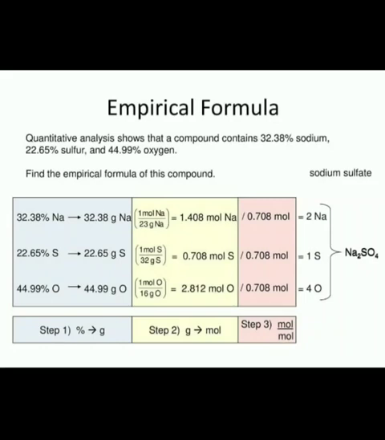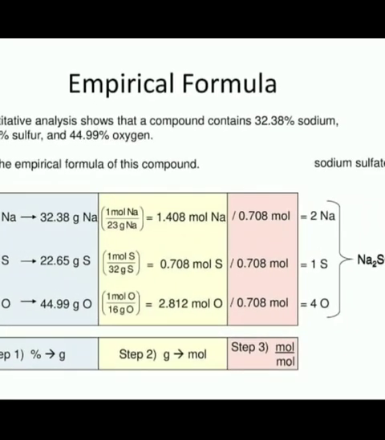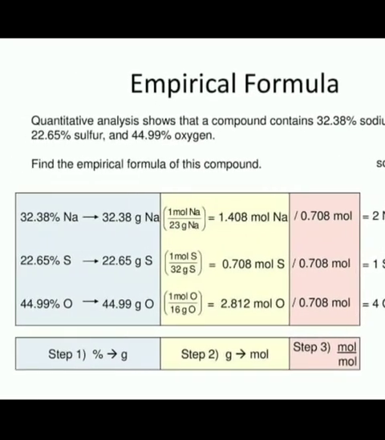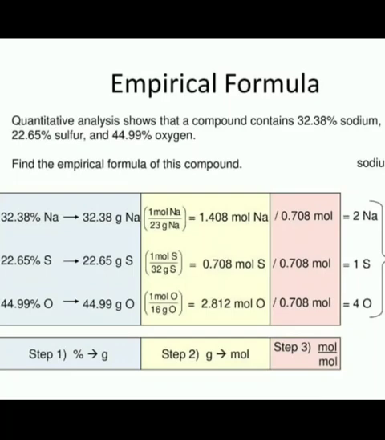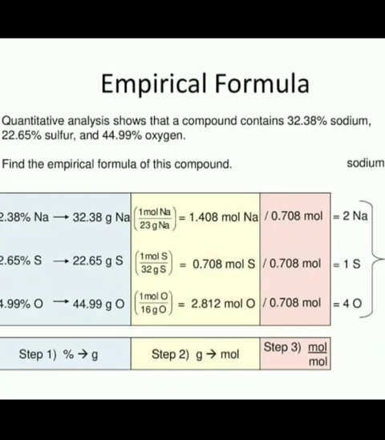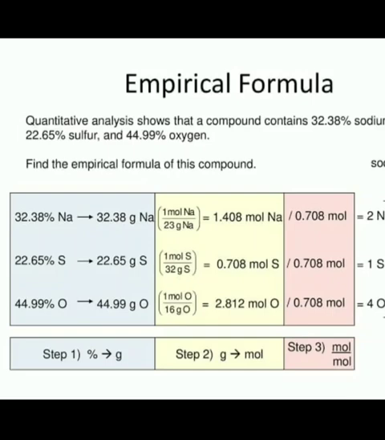How will you calculate? Here you see, given that the compound contains 32.38% of sodium, 22.65% of sulfur and 44.99% of oxygen. So from these percentages you have to calculate the empirical formula. So what is the method? First, you write in one column the element names. So what are the elements here?